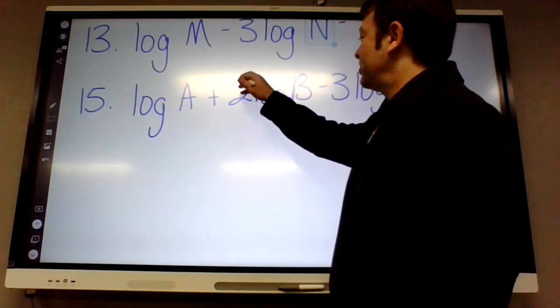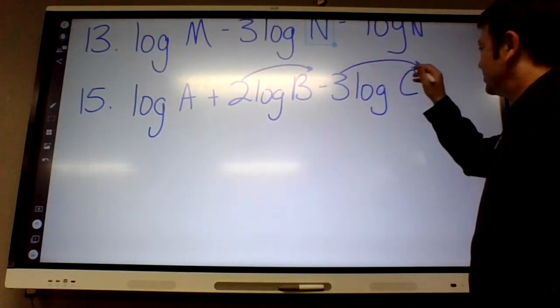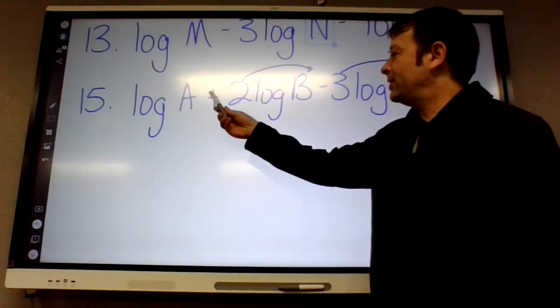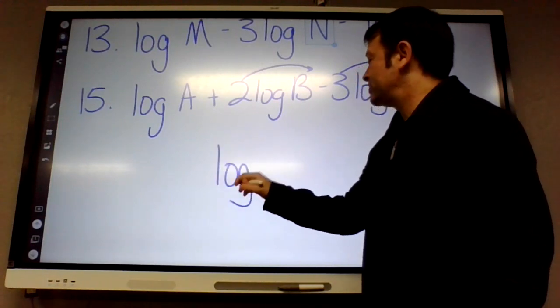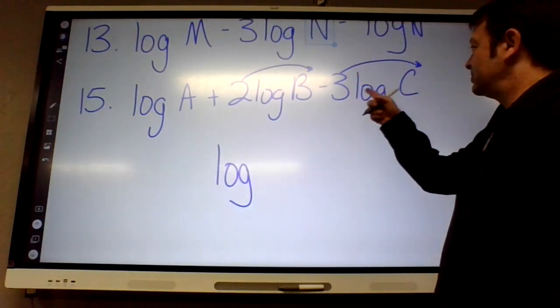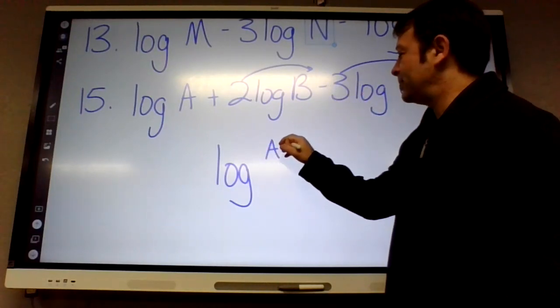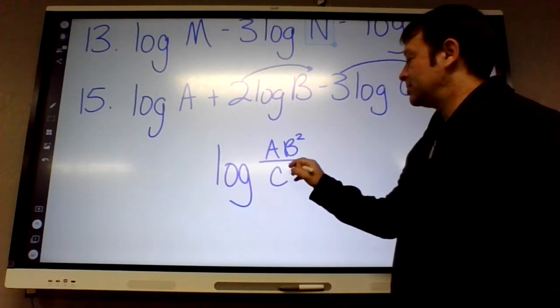Okay, so on this one, the 2's gonna go up here. The 3's gonna go up here. So what's happening with the A and the B? Multiply. And then what's happening with the C cubed? Dividing. So AB squared is multiplied, and they're divided by C cubed.